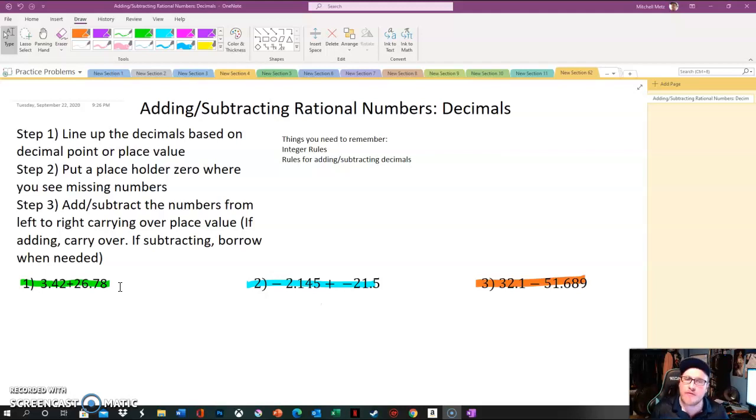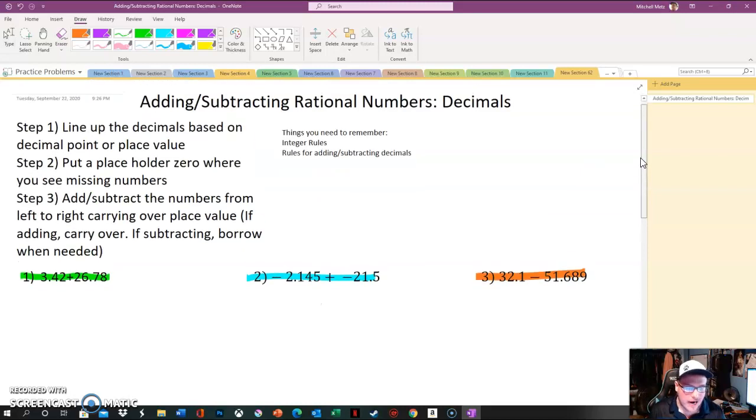So, things you need to remember for this. You need to remember how to do your integer rules. You also need to know the rules for adding and subtracting decimals. Now let's do a first example that's very familiar to us. It doesn't have integer signs. So let's follow the steps here on the side to help guide our thinking.